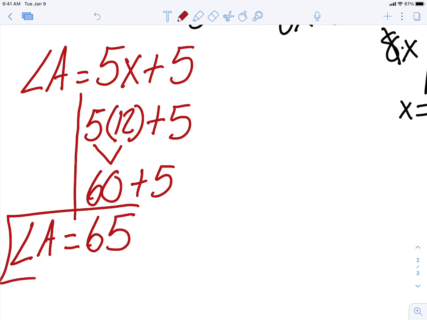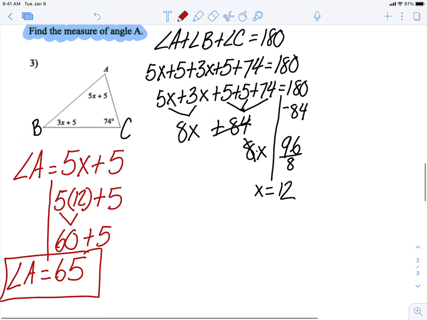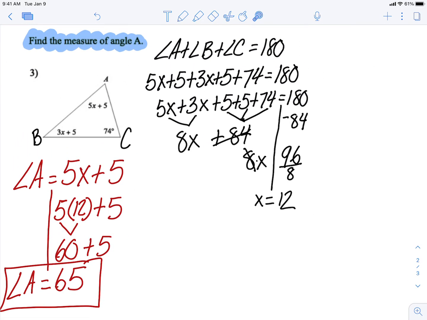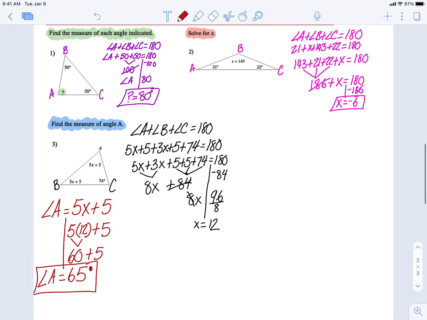65. And that is my solution, kiddos. I solved for A, just like the question asked. Find the measure of A. Angle A is 65 degrees. And those are the 3 kinds of examples that you're going to see.